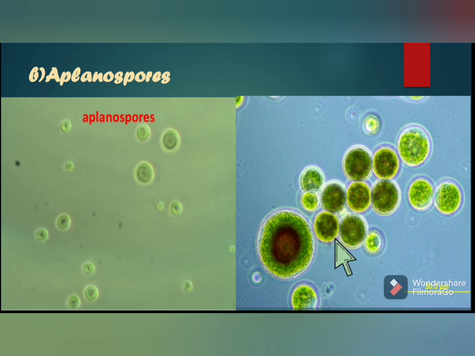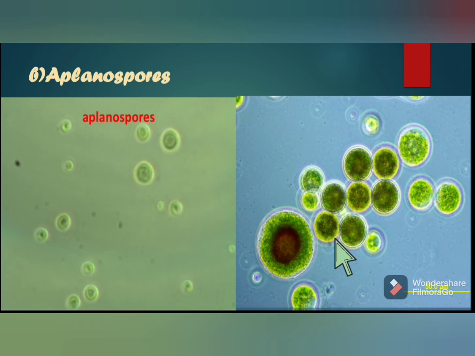Okay, these hypnospores are usually perennating bodies. They undergo perennation, and they are usually found in many green algae, for example in Pediastrum species.